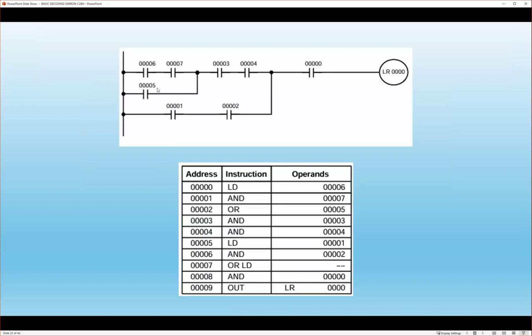And I just have more examples in here to show us kind of what these things look like. Different ladders, load 06 and 7, or puts us around those two. So that's 005 and 3, which puts it in front, and 4 puts it in front again. Then we're loading again, 01 and 02, and our OR load ties it in around here. And 000 is at the end with our output LR, link relay 0.